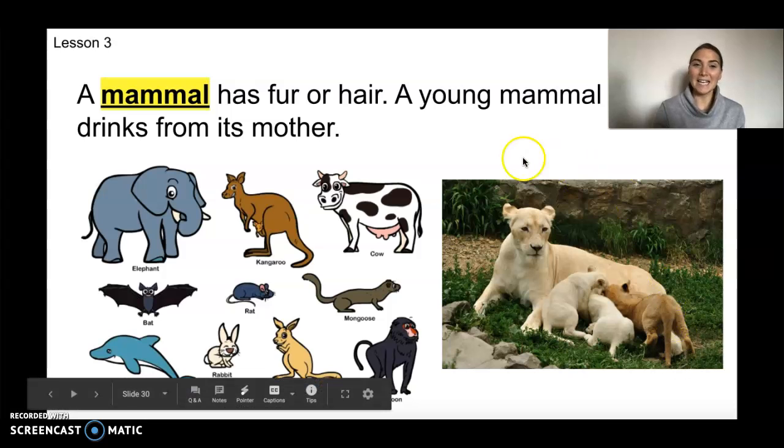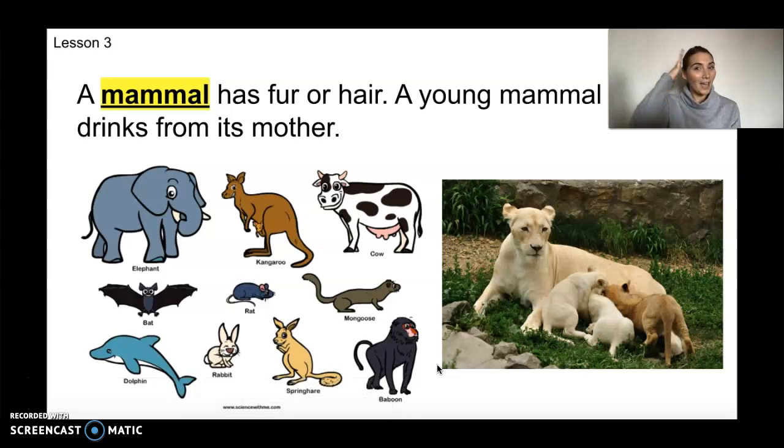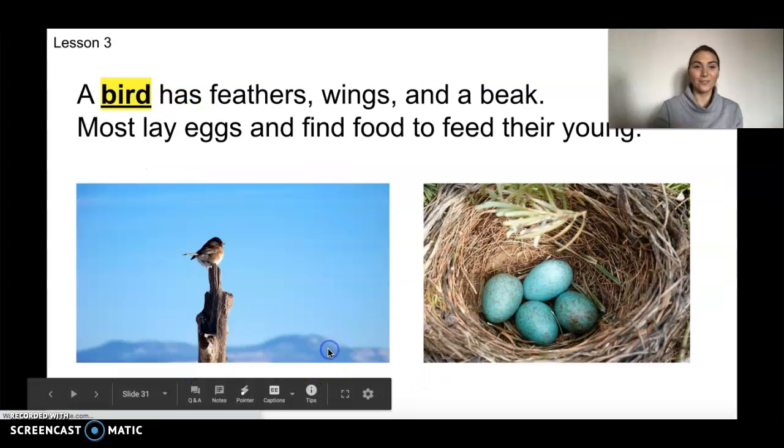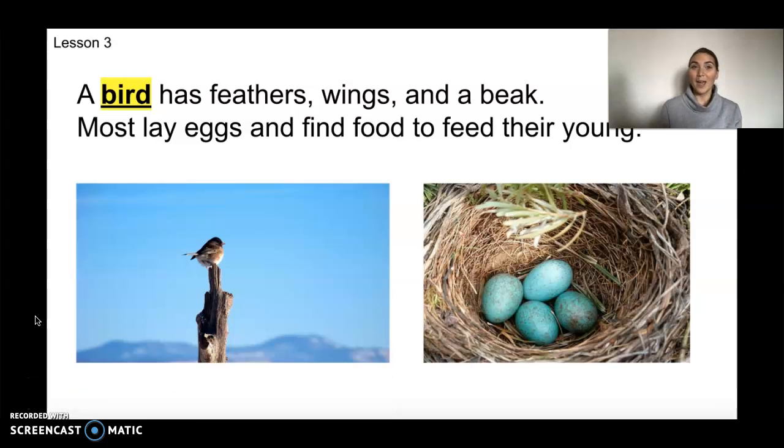Do you see the other mammals in this picture? All of these mammals have hair or fur. The second group of animals we are looking at is called birds. A bird has feathers, wings, and a beak. Most lay eggs and find food to feed their young or their babies.